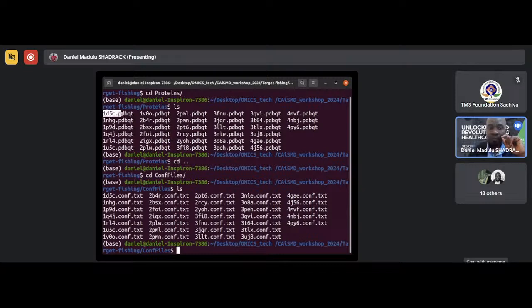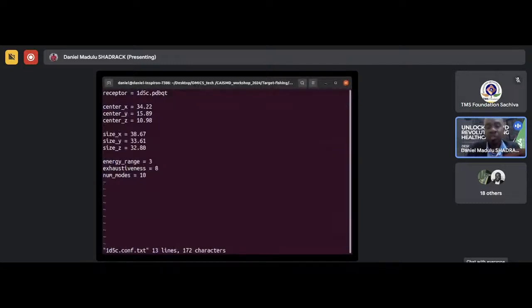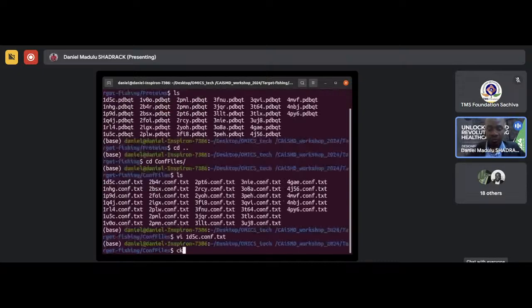So here, I have one protein and its config file. This config file only contains the information about the receptor, the center, the size of the active site, and some other information like the energy range and number of modes. I could even put more detail if I want to make the protein flexible: I make it flexible and select some of the residues. That is possible.